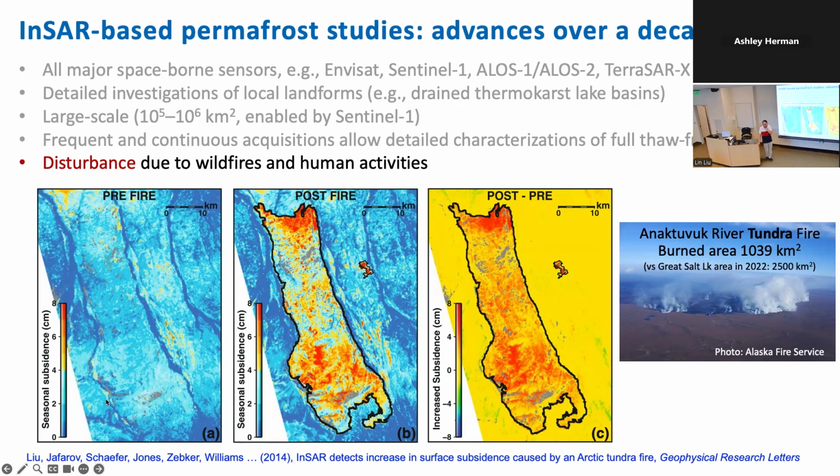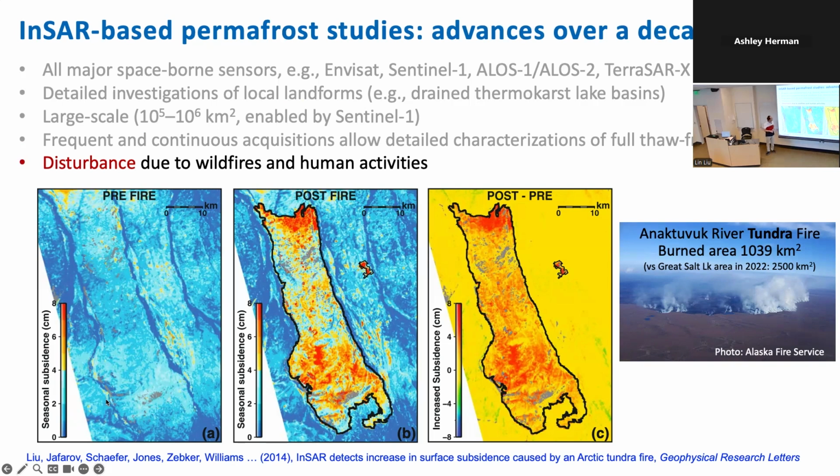It was the largest tundra fire in the recent 50 years. The burn area is more than 1,000 square kilometers. Just to give you a sense of local context, the Great Salt Lake in 2022 is about half the burn area. It's a huge burn area.